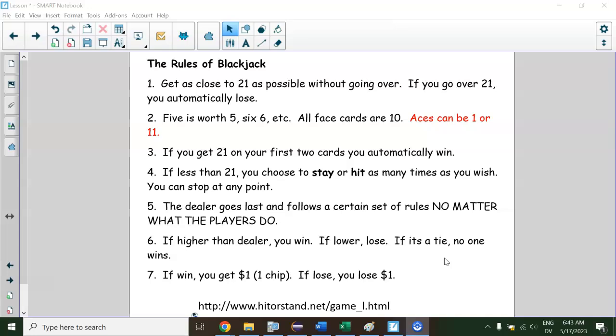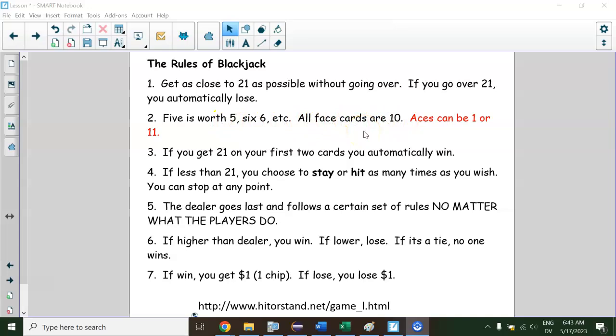Anyways, here are the rules. The game is you want to get as close to 21 as possible. Get your cards to add up to 21 without going over. If you go over 21, like 22 or 23, you automatically lose. The value of your cards: a 5 is worth 5, a 6 is 6, etc. Then it gets a little more confusing. All face cards are 10.